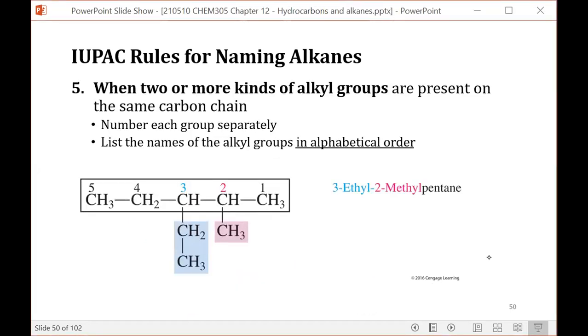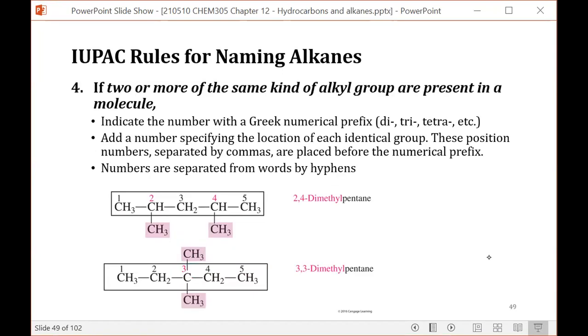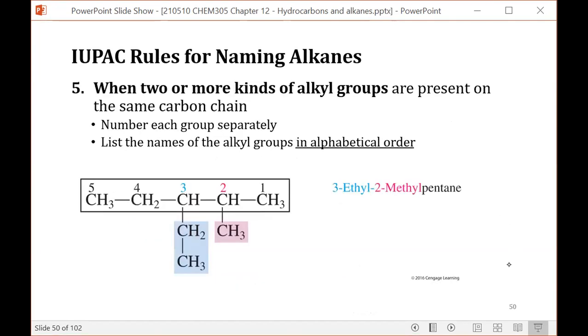Okay, so that's if you have, on this previous slide, 2 or more of the same type of alkyl group, like you have 2 methyls or 2 pentyls or 2 butyls. If your substituent groups are identical, that's when you use the Greek prefix di, tri, tetra to show how many of them you have. If your substituent groups are different, like one of them is a methyl group and one of them is an ethyl group, then we do things a little bit differently.